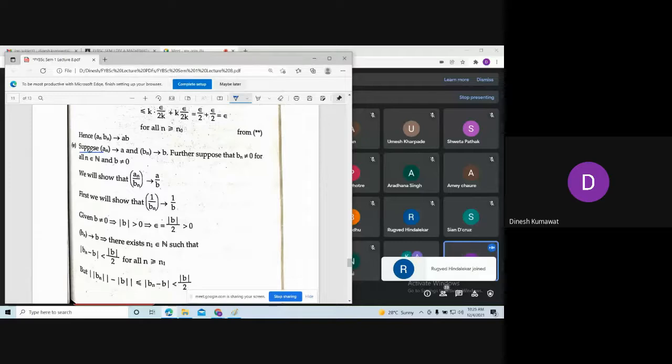See, what is given to us? an is a convergent sequence converging to a and bn is a convergent sequence converging to b. And remember, our aim is to show that an upon bn converges to a by b. So for that, we need to assume bn is non-zero as well as b is non-zero. Okay, so first we will show that 1 upon bn converges to 1 upon b.